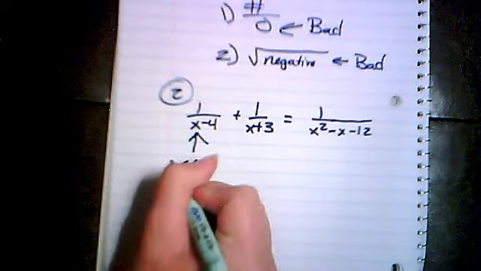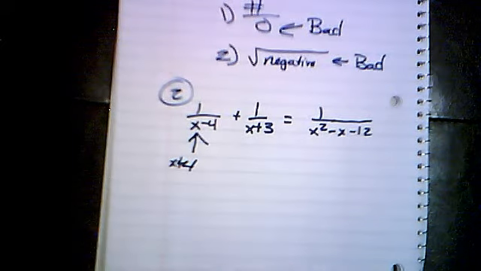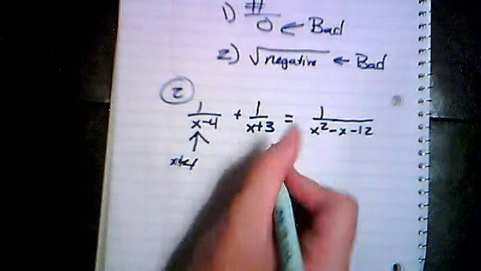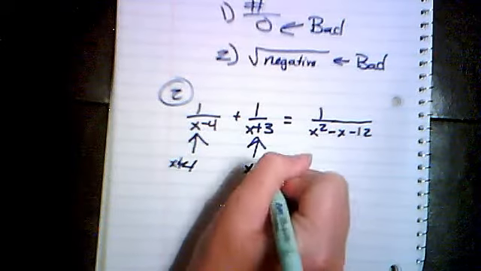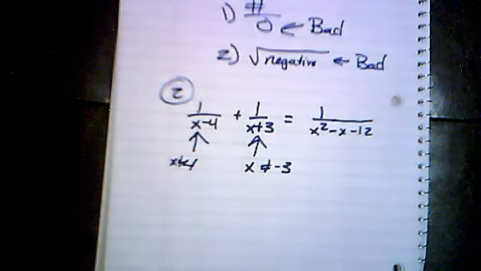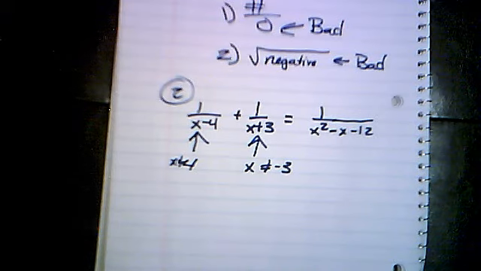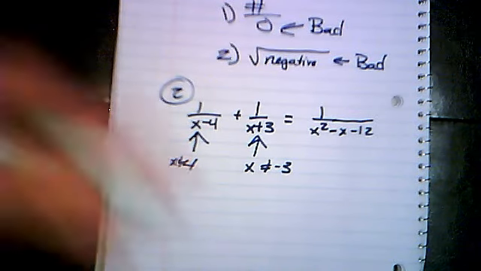So if x is 4, then we have a domain restriction. We have a 0 in the denominator. That's a domain restriction. We're not allowed to say that x is 4. Also, because of this one, we're not allowed to say that x is equal to negative 3. So I have to exclude from my possible answers a 4 and a negative 3. Those 2 things are going to be bad.